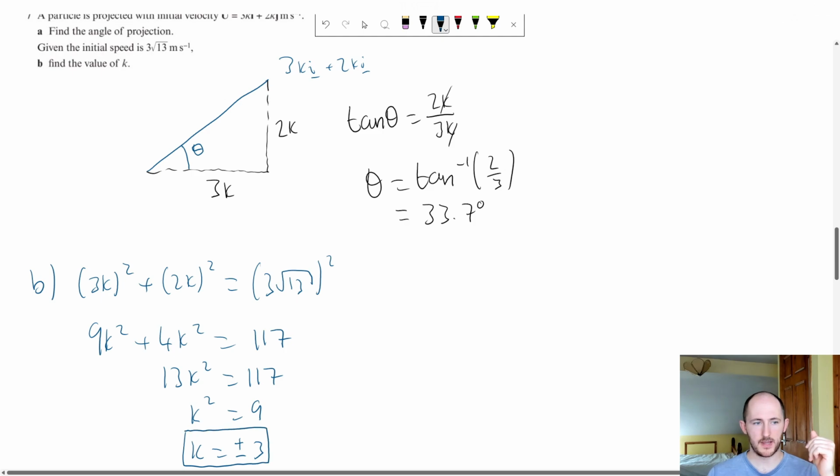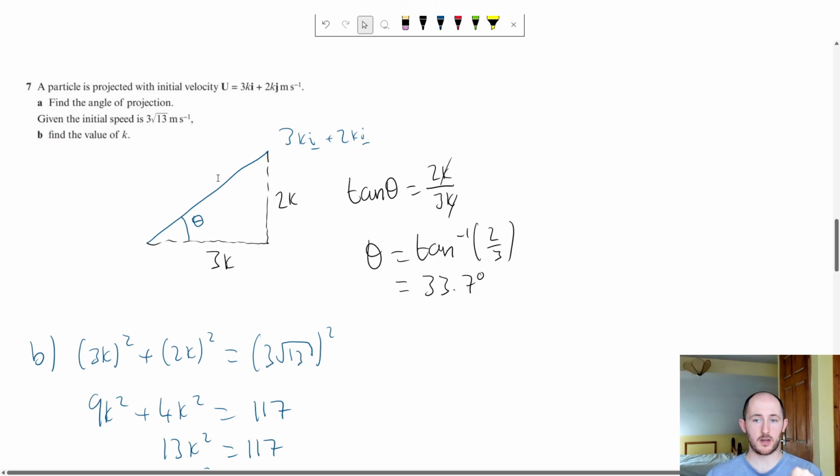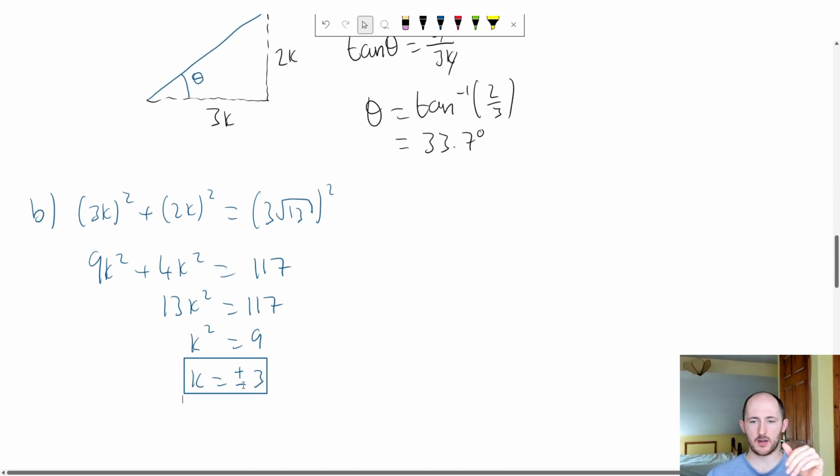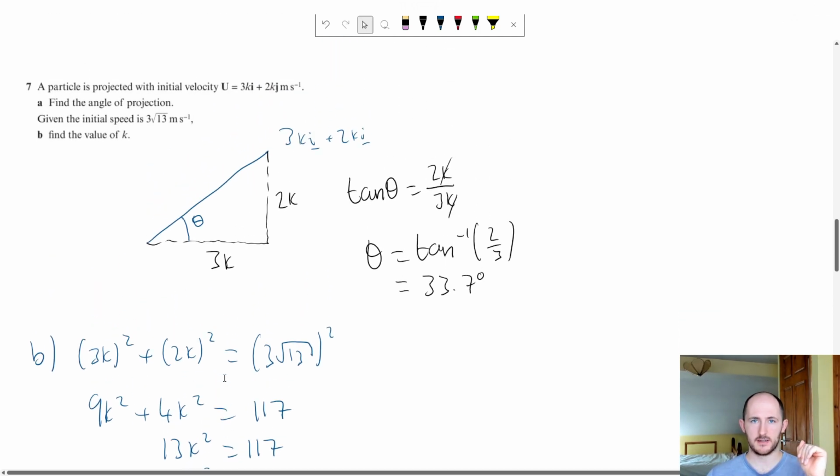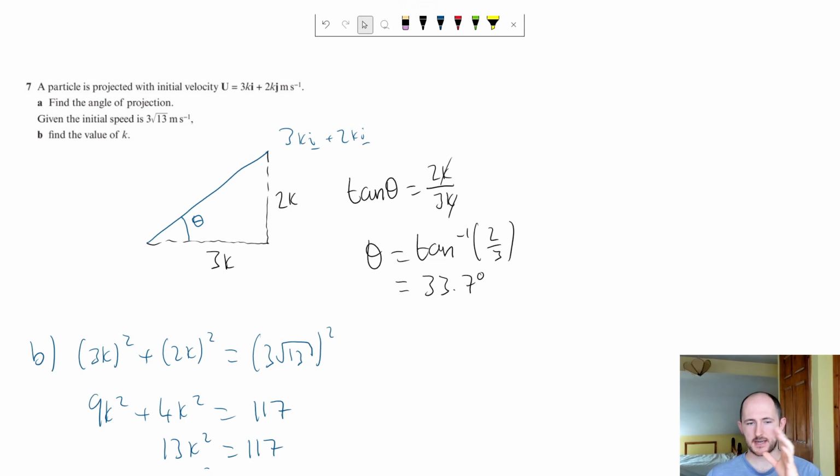Now, there is no way to tell if it's going up, down, left, right, or whatever. So we don't actually know if it's positive or negative. That's the key thing here. I drew this going up and to the right, but it could have also been down and to the left for all I know. But that's how you do that.